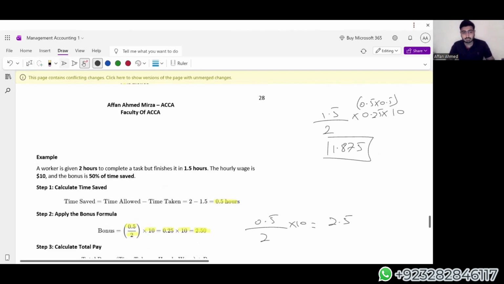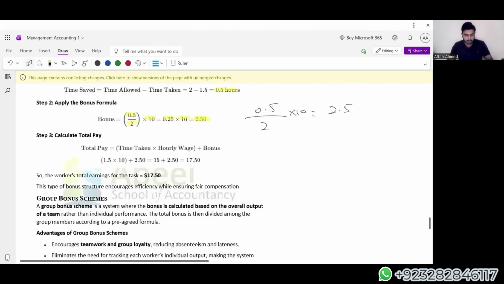Now, each formula has some different variations, so the answers might vary in those situations. They have identified the amount that is paid. So 1.5 into 10, that is the normal paid time, plus 2.5, that is the bonus. So 15 plus 2.5, 17.5, is what we are paying. According to the other situation, the 15 would have been the same plus 1.875, that is basically 16.875. That is not a very high difference, but a very nominal one.